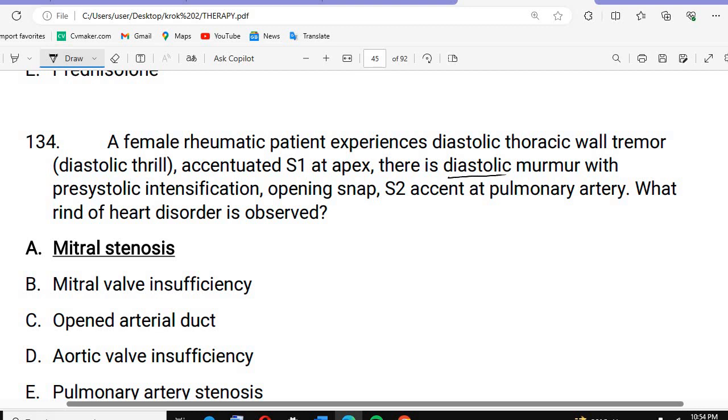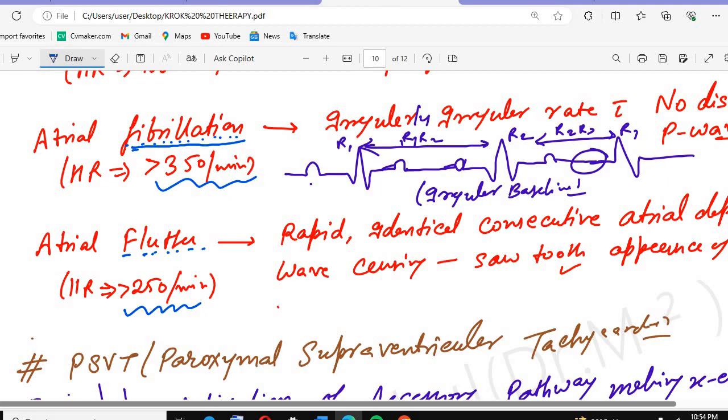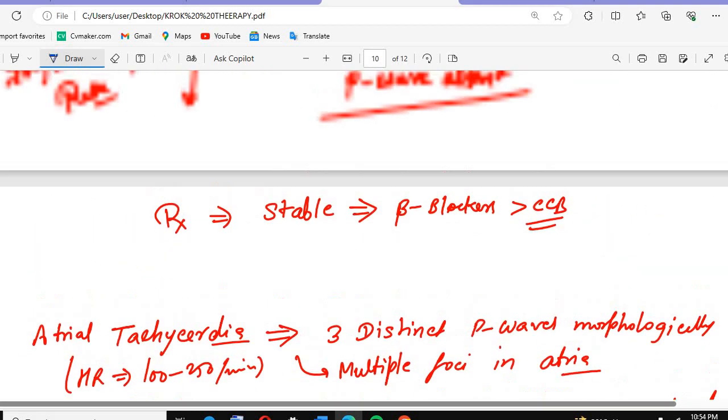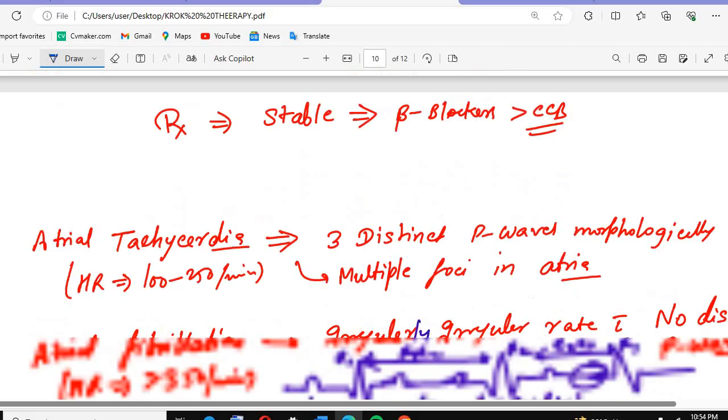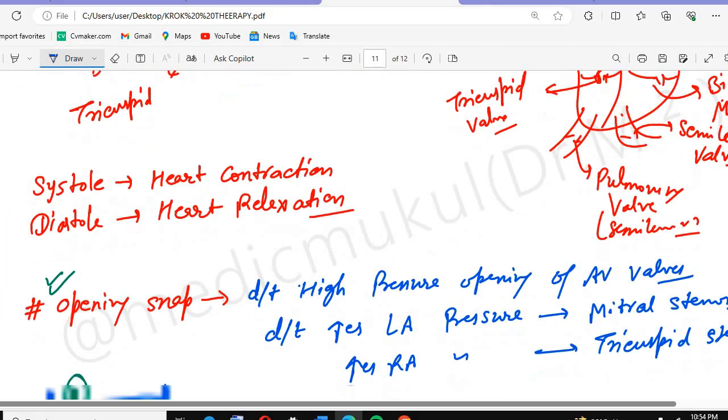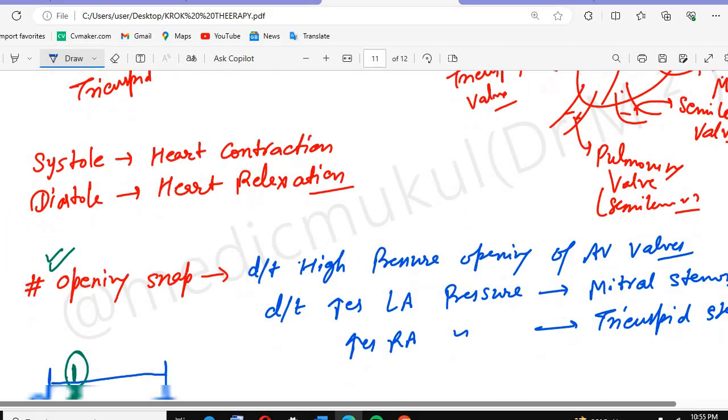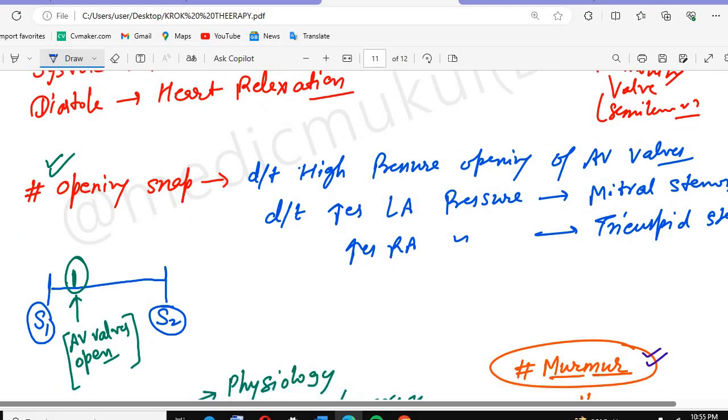So what you have seen: the diastolic murmur with pre-systolic intensification and the opening snap. Where will you see the opening snap? The opening snap is due to high pressure opening of the AV valves, with increase in the left atrium, in mitral stenosis.